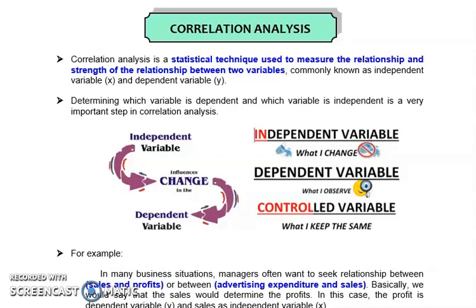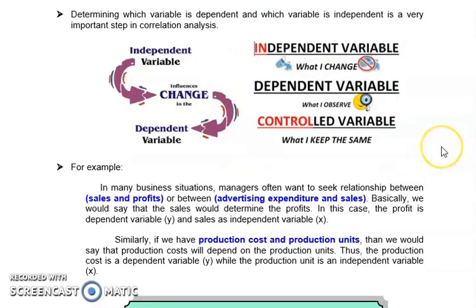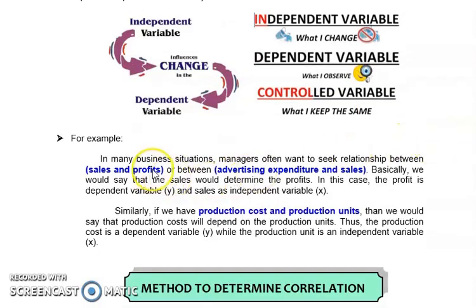So what is control variable? So that is variable that we keep the same. So for your level, diploma level, we just focus on independent variable and dependent variable only. Okay, now look at example here in determining on how to determine which one is Y dependent and which one is independent variable X. Okay, first one, we have sales and profit.